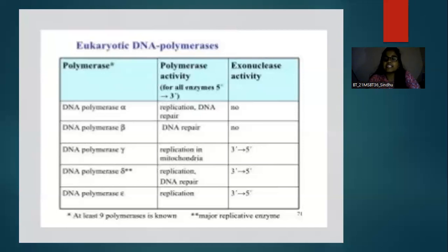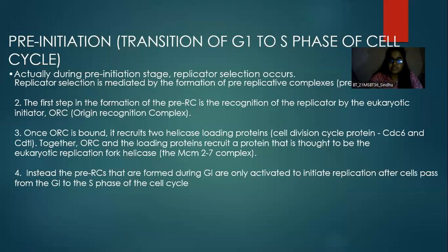Next, we have DNA polymerase delta, which also helps in replication of the DNA and DNA repair. It also has an exonuclease activity from 3' to 5' direction. Next, during the replication in mitochondria, DNA polymerase gamma also has an exonuclease activity from 3' to 5' direction. Then next you have DNA polymerase epsilon, which also helps in replication. So these were the DNA polymerase enzymes in the eukaryotes.